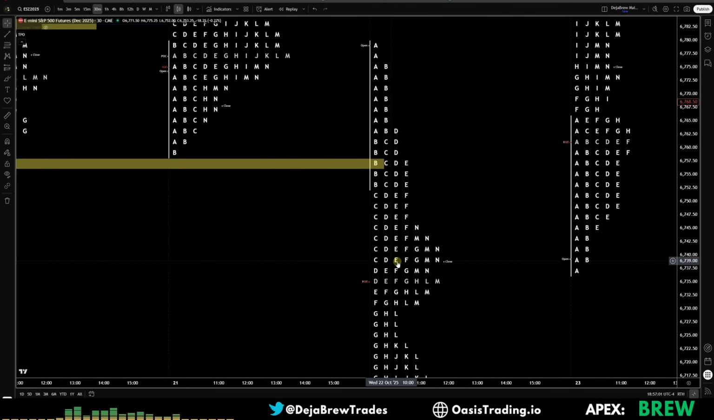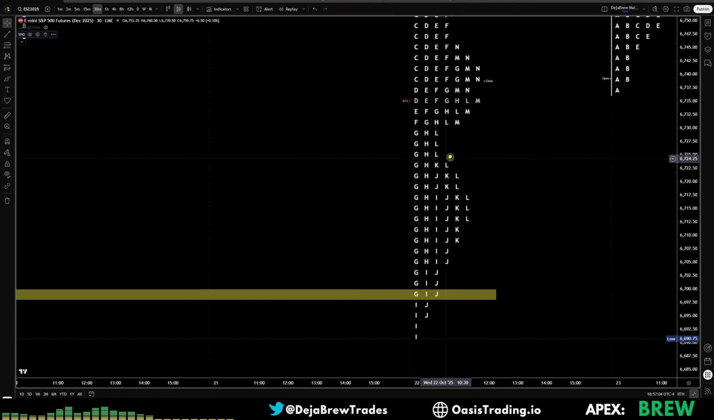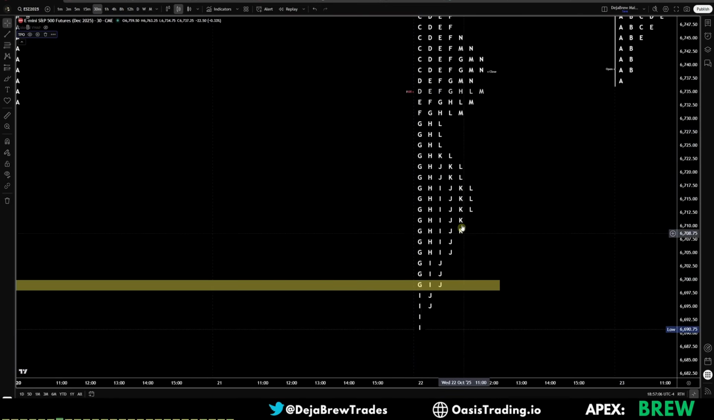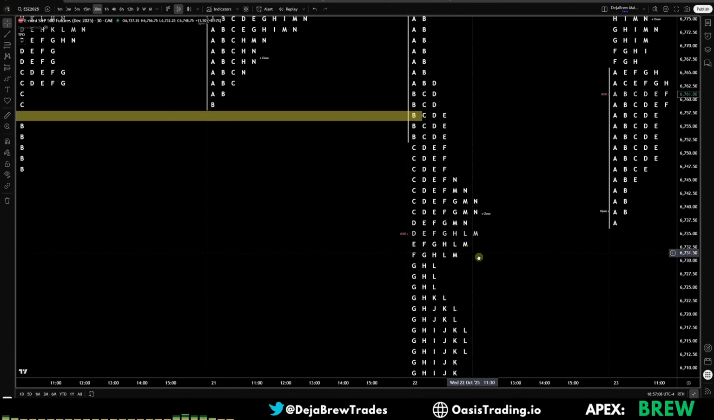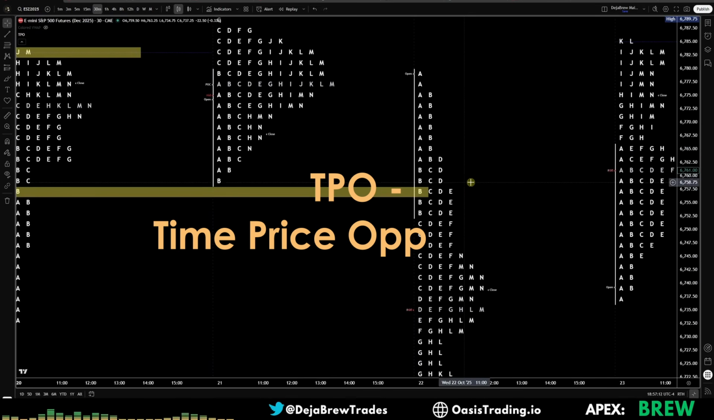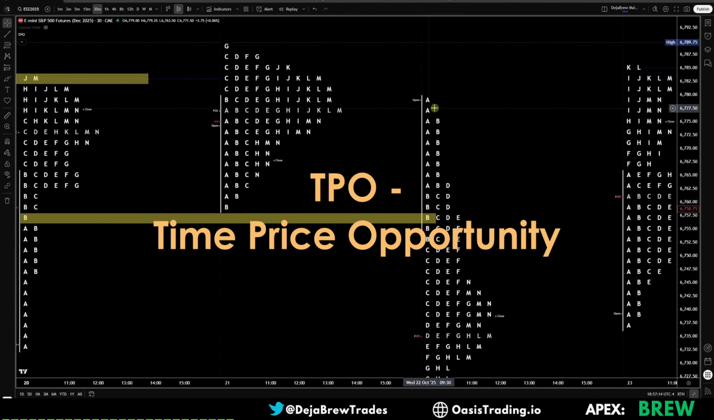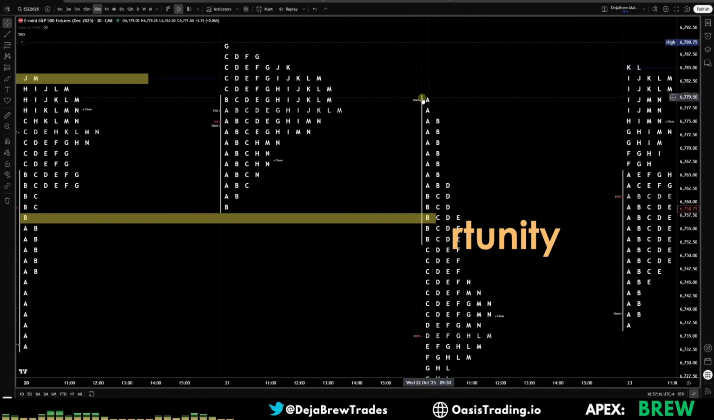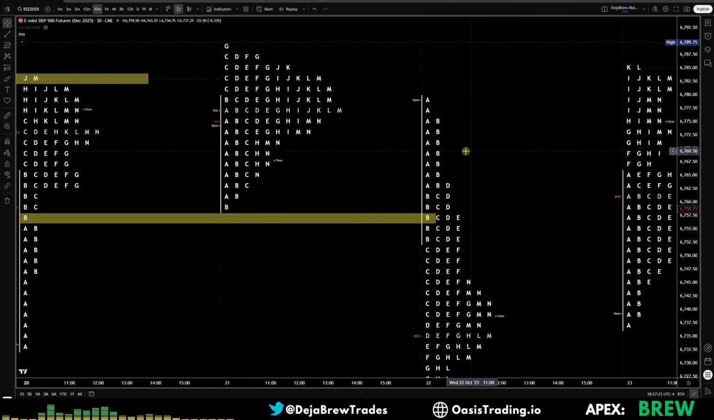And they line up together like a volume profile. So they overlap, right? They build those nodes. You'll hear people call them TPOs, time price opportunity. Basically, a TPO is a single letter. So that single box, that single A, that is a TPO.